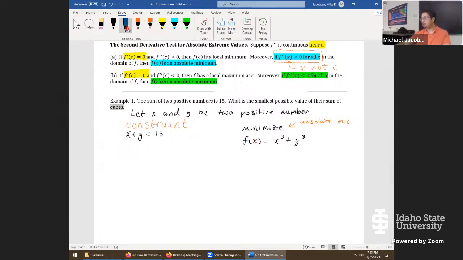So let's go back to our constraint equation. X plus y equals 15 can be rewritten as y equals 15 minus x. Then we can plug in that value right here for y cubed. And now the function becomes f of x equals x cubed plus (15 minus x) cubed. So that's finally a real function of x.